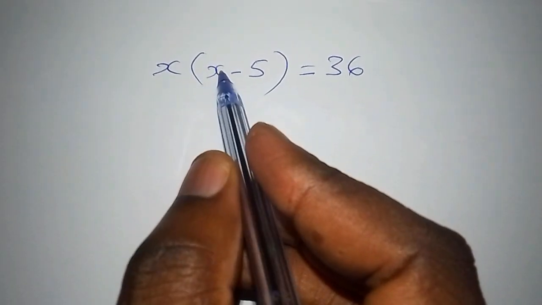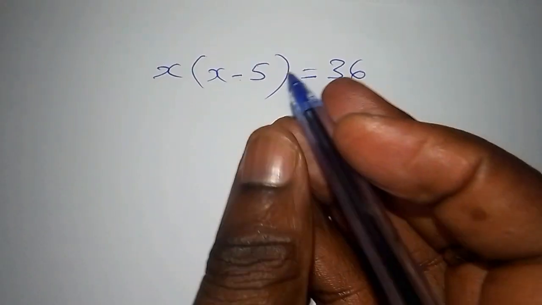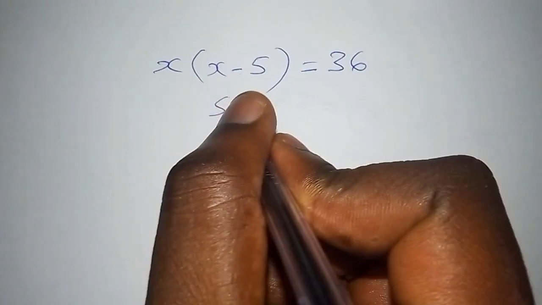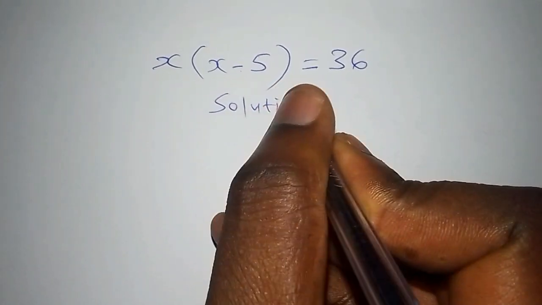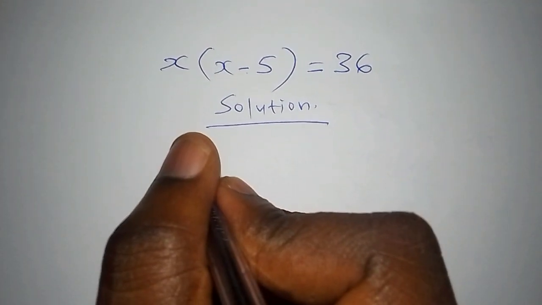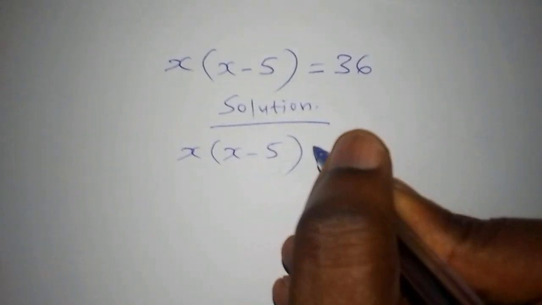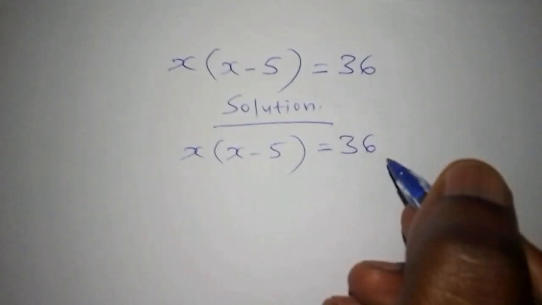X into bracket, x minus 5, close the bracket, is equals to 36. So we are going to start with the solution. Under the solution, we shall now write the math problem here. We have x into bracket, x minus 5, close the bracket, is equals to 36.